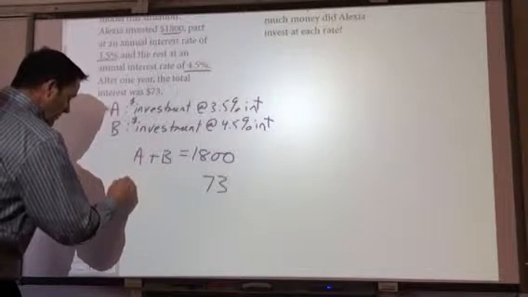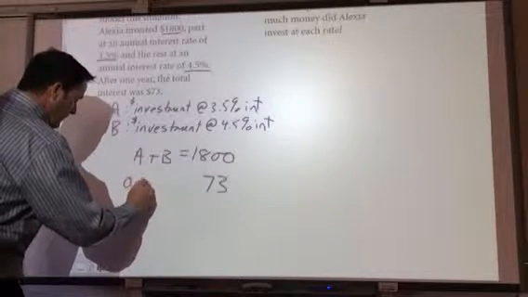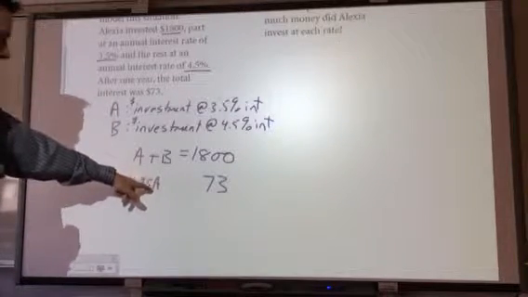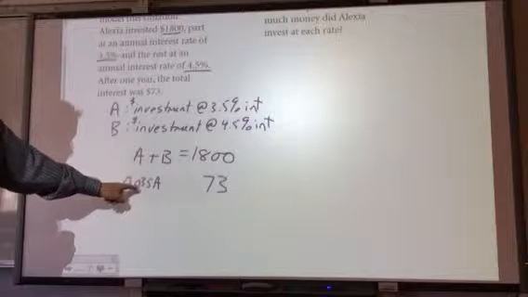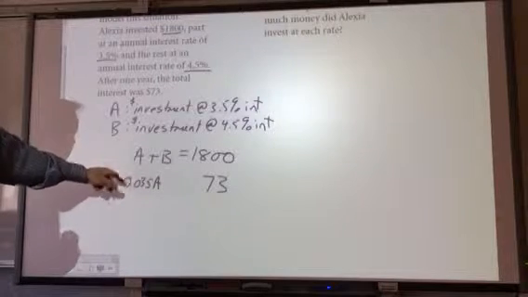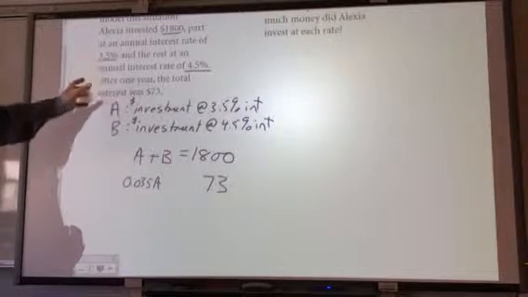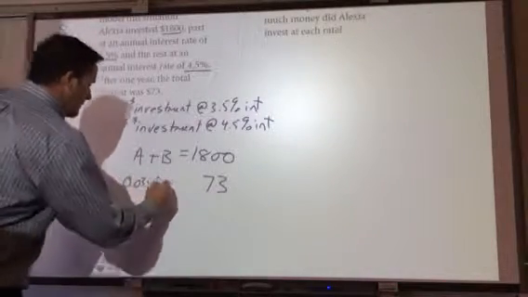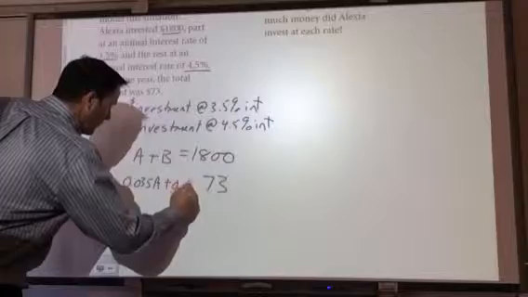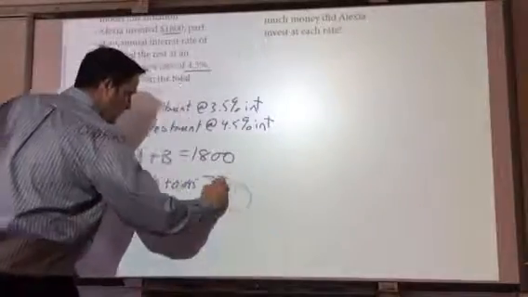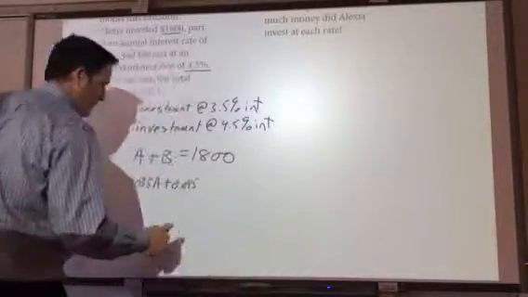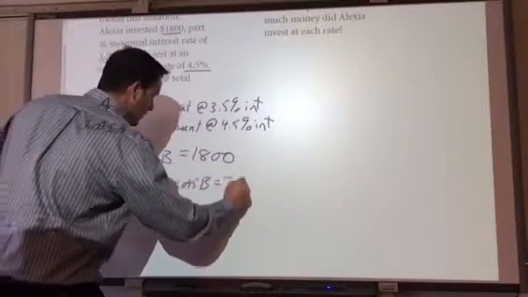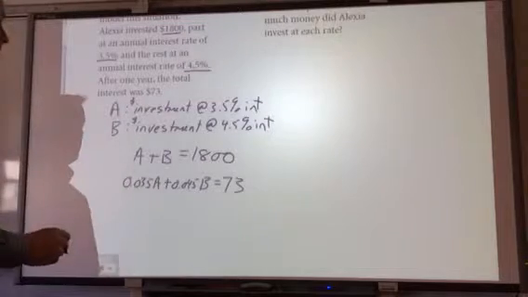3.5% of A, so I get 0.035 of A. So whatever amount I invested, I multiply it by 3.5%, and that'll tell me how much interest I earned on that investment. Plus 0.045, I'm going to get rid of that 73 just to move it over a bit. B equals 73. So there are my two statements.